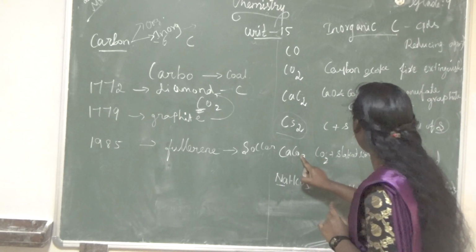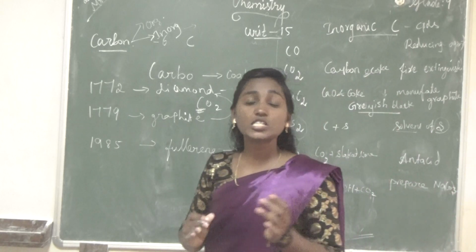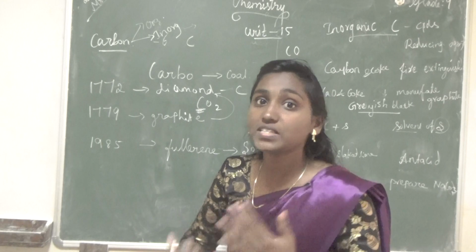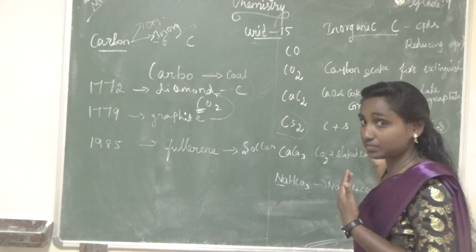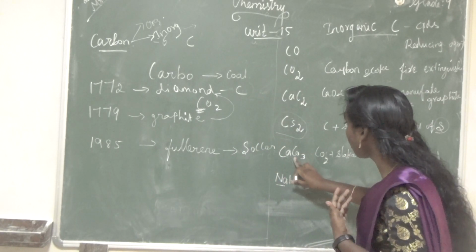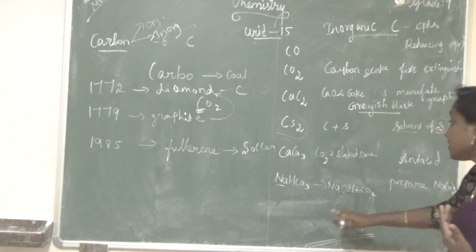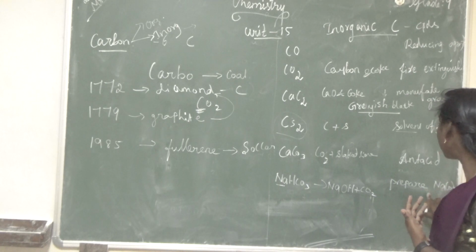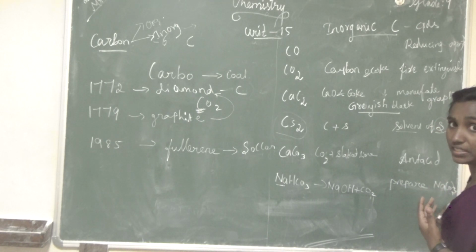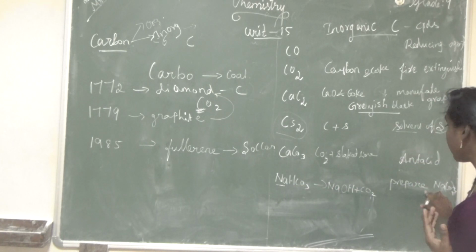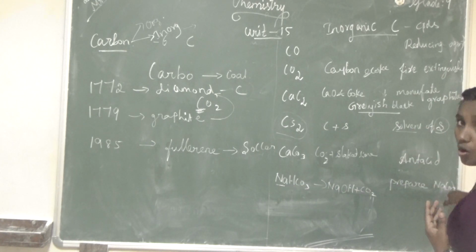Then calcium carbonate is used in antacids. Antacids are medicines for stomach troubles and all, we are using these antacid tablets, right? So calcium carbonate is used in antacids. Then sodium bicarbonate is used in the preparation of sodium carbonate, another chemical substance.